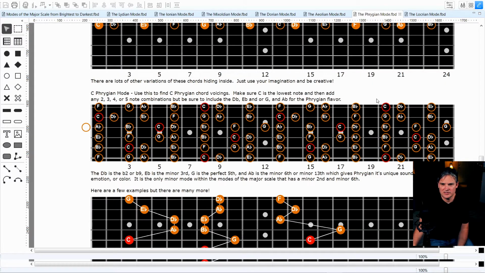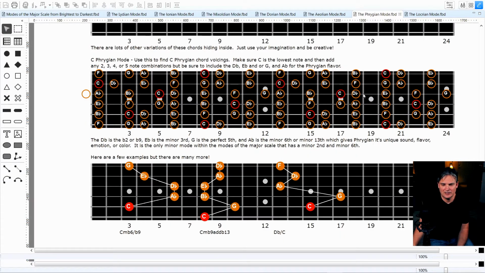Okay, to build an exclusive Phrygian voicing, we need to make sure to include the flat 2 or the flat 9, the minor third or the 5th, okay, and then the flat 6 or the flat 13. So in the case of C Phrygian, make sure to include D flat, E flat, and or G, and the A flat. And then listed below, here are some Phrygian chord voicings.